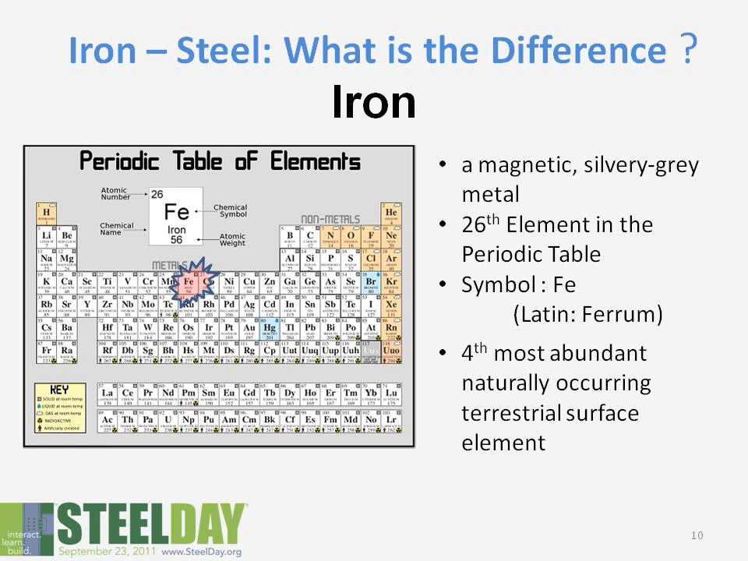Iron and steel, again, what is the difference? Well, let's look at iron. Iron is a metallic silver gray metal. It's the 26th element in the periodic table. It's the fourth most abundant element occurring in Earth.